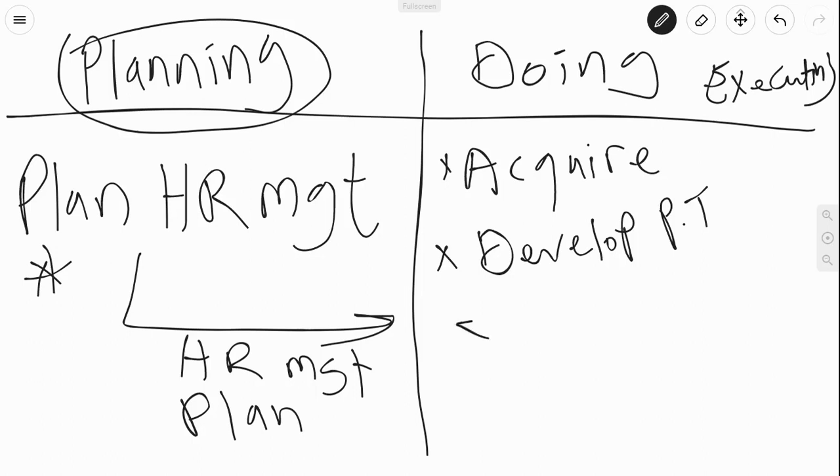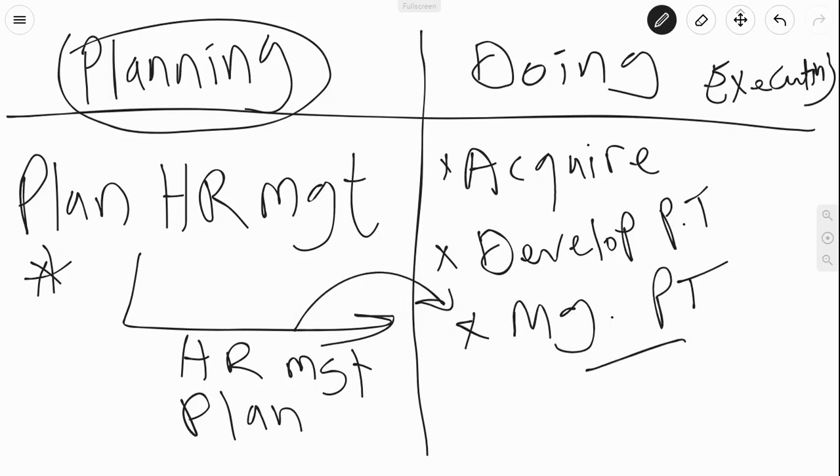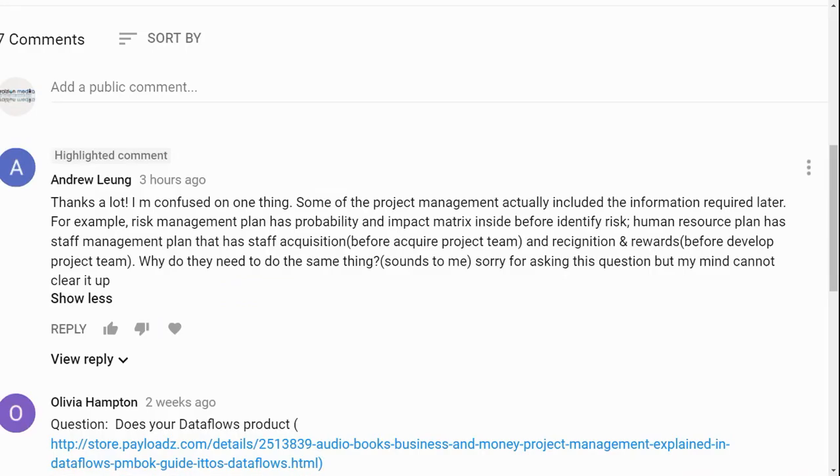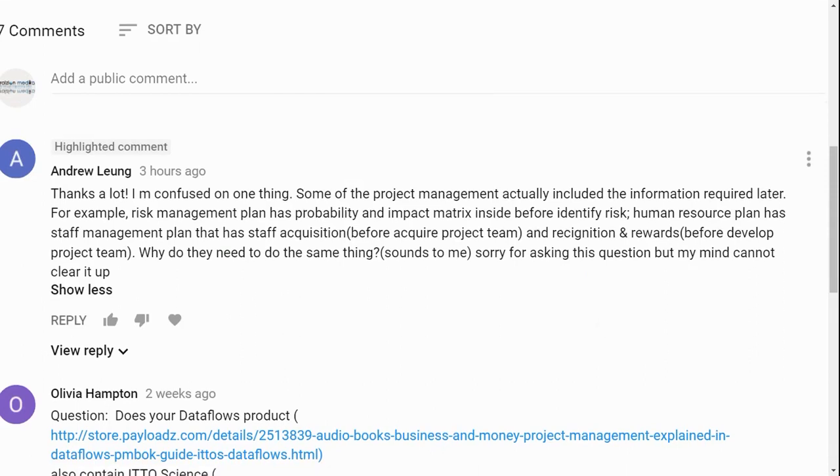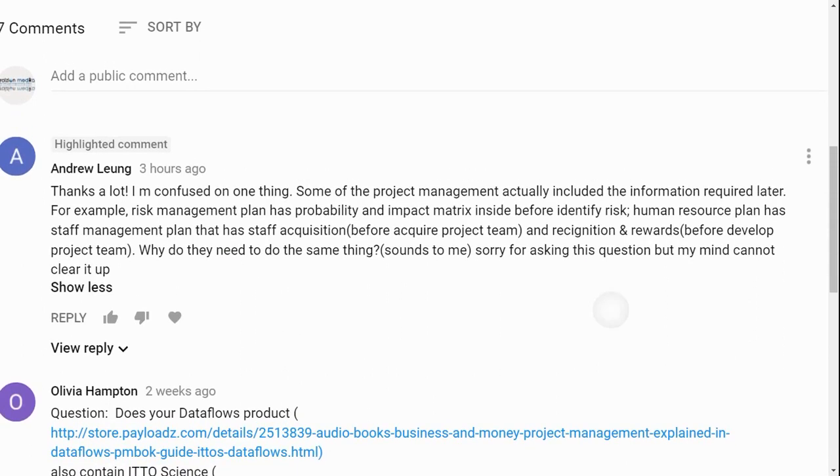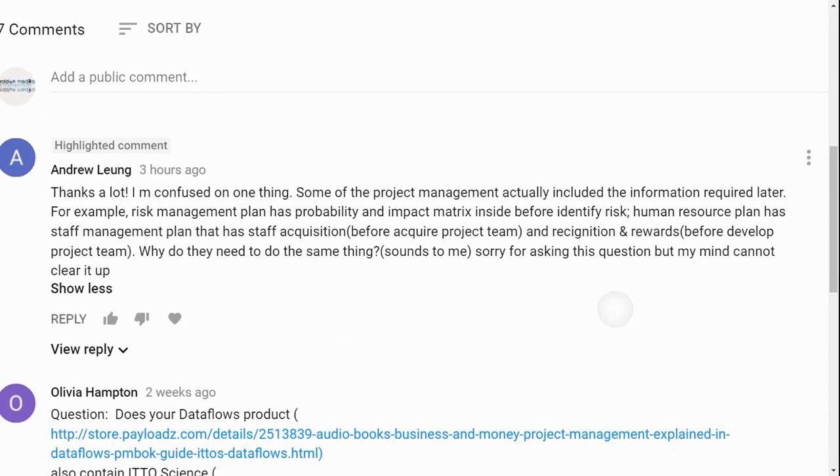What about manage project team? Same thing. How am I going to manage my team? It's in the plan. Am I going to wait till I get here before I plan? No, I need a plan up front. Okay? You also ask about rewards and recognition, which I believe I've answered for you. So your question is, why do they need to do the same thing? They don't do the same thing.